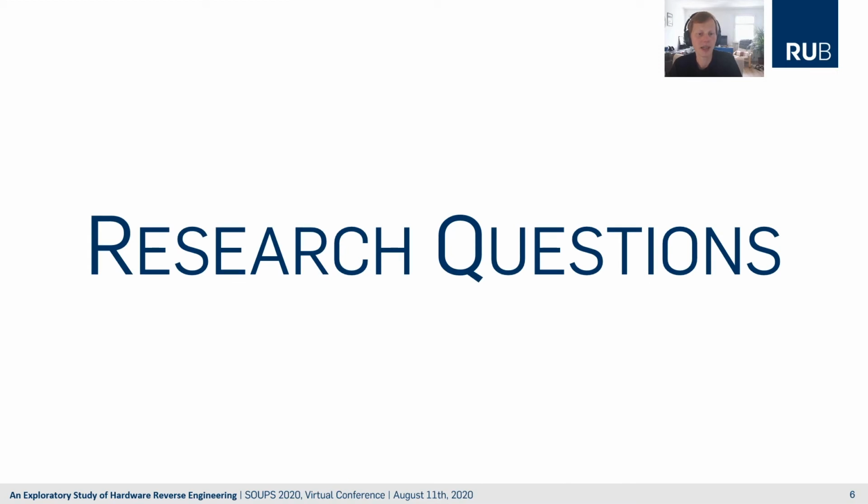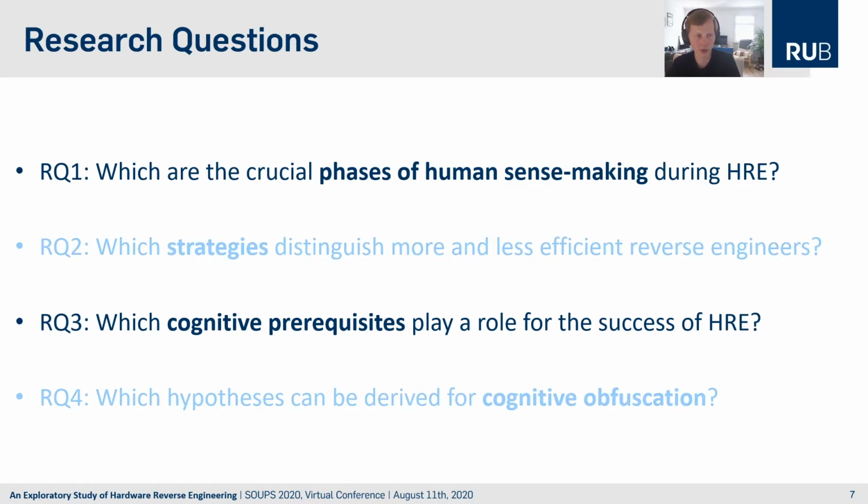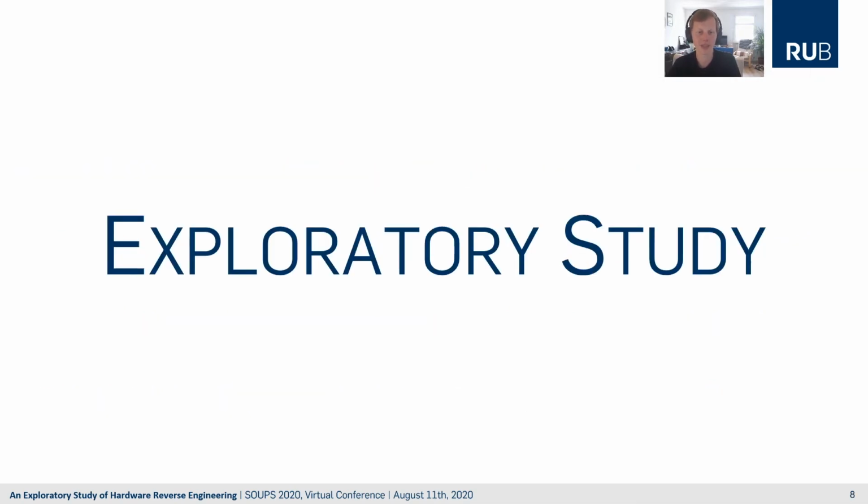So in our paper, we formulated 4 research questions, which I'm going to introduce briefly here. We looked for phases of human sense-making during HRE. We also wanted to know more about more and less efficient strategies reverse engineers applied. We are interested in the cognitive prerequisites which influence the success of HRE, and we wanted to apply our findings for cognitive obfuscation in the future. Due to the shortness of this talk, I'm only going to address RQ1 and RQ3 briefly.